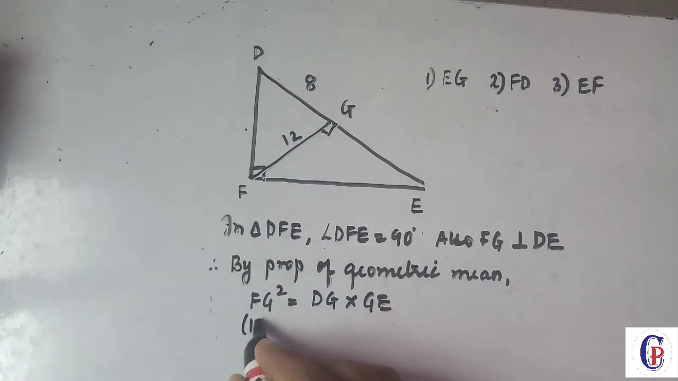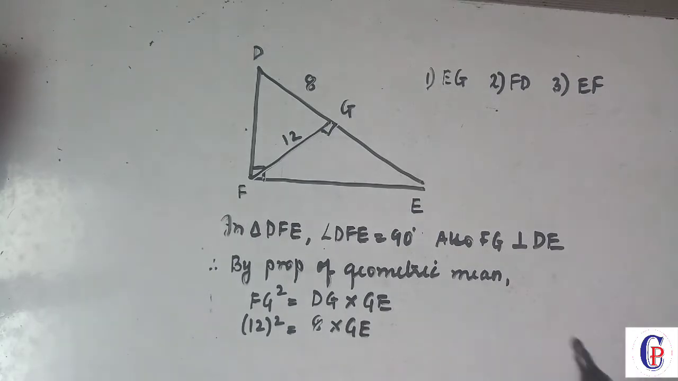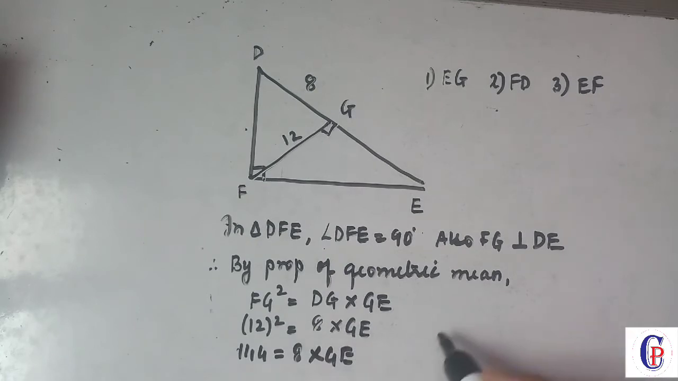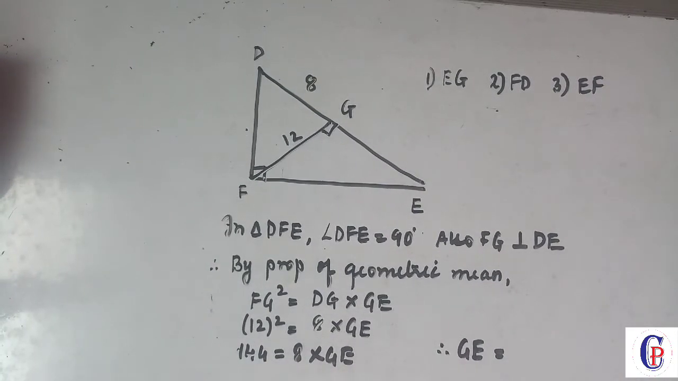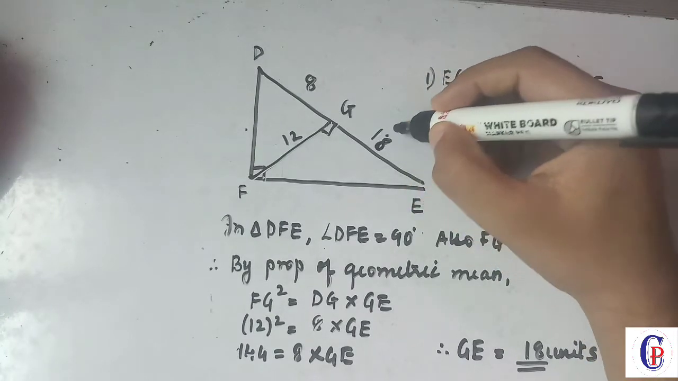We know that FG square is 12 square, DG is 8, and GE we have to find. So 144 is equal to 8 into GE. Therefore GE will be 144 divided by 8. 8 ones are 8, 8 eights are 64. So the answer is 18 units. The value of GE is 18. I'm writing it here so that we can use this for further calculations.